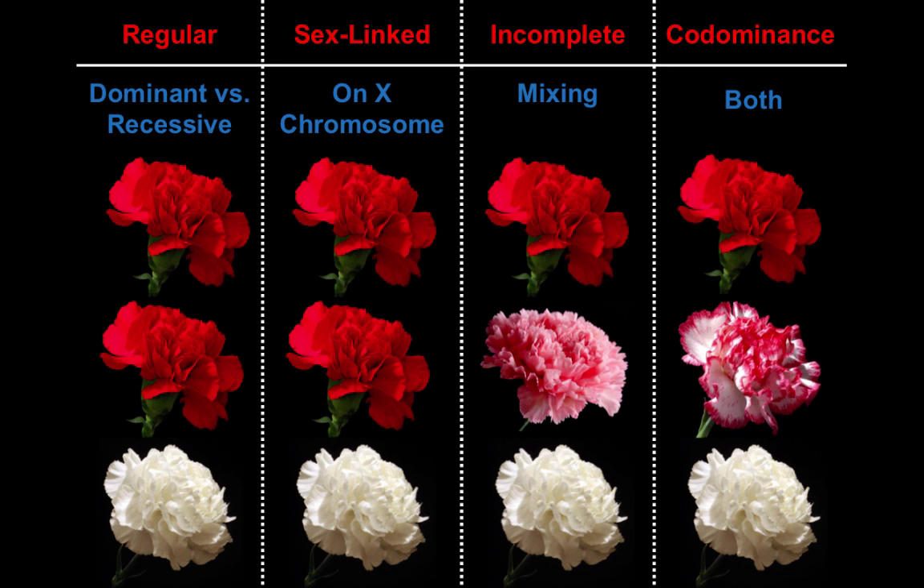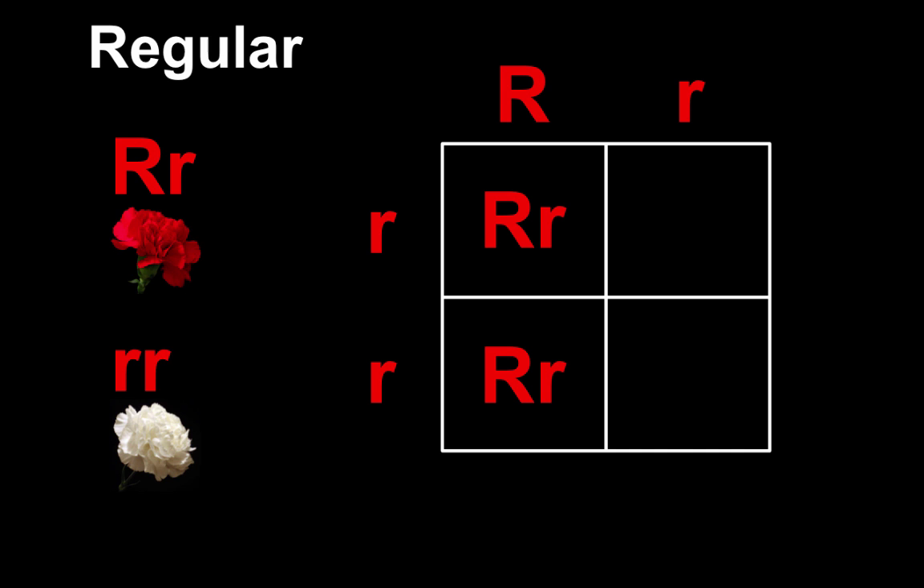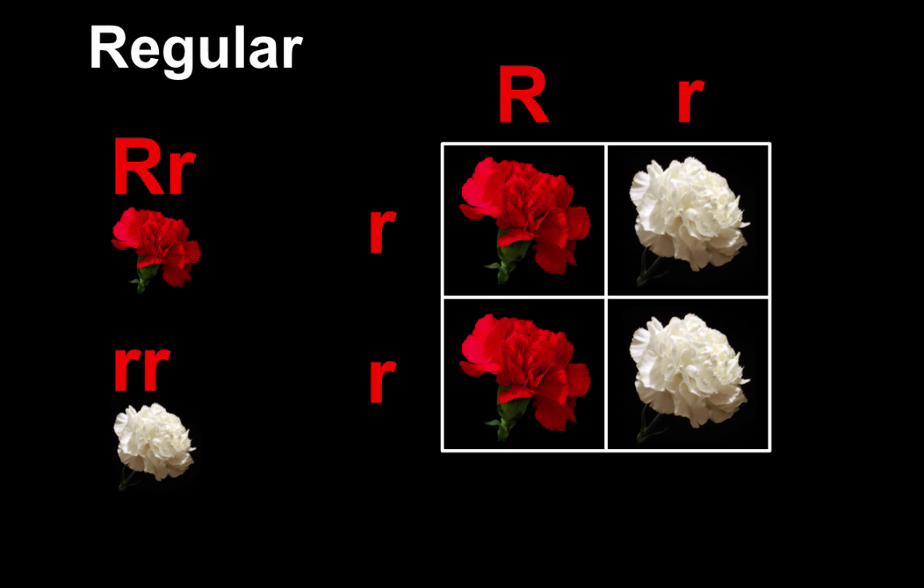So let's look at a Punnett square for each one of these. So regular, there's my red flower and a white flower. So I have a heterozygous and a homozygous recessive. I set it up, and I'm going to end up with 50% heterozygous and 50% homozygous recessive for genotypes. For phenotypes, 50% red, 50% white.